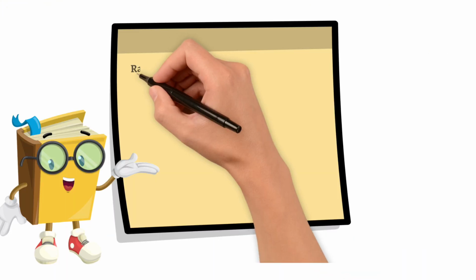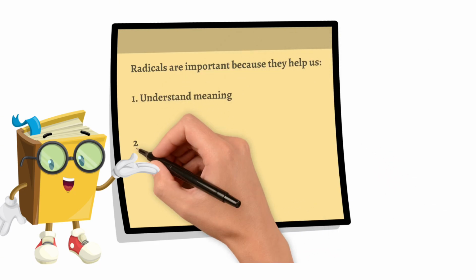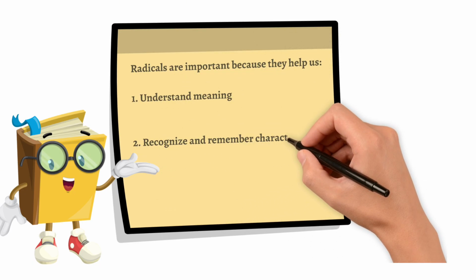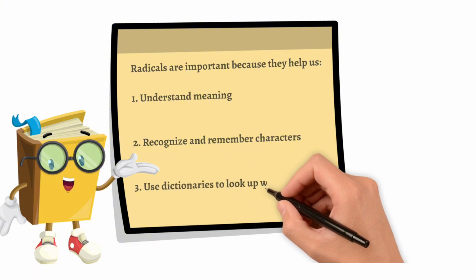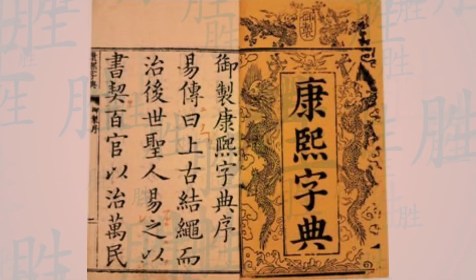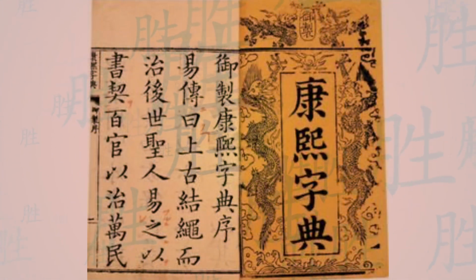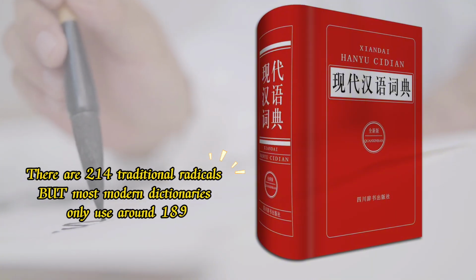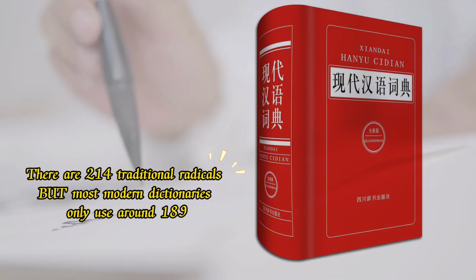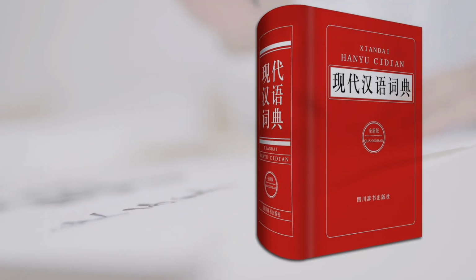So, radicals are important because they: 1. Help us understand meaning, 2. Recognize and remember characters, and 3. Are used in dictionaries to look up words. Did you know that there are 214 traditional radicals in the Kangxi dictionary? But modern dictionaries use around 189. Do not worry, you do not need to memorize them all at once. Start with the most common ones, and soon you'll see them everywhere.